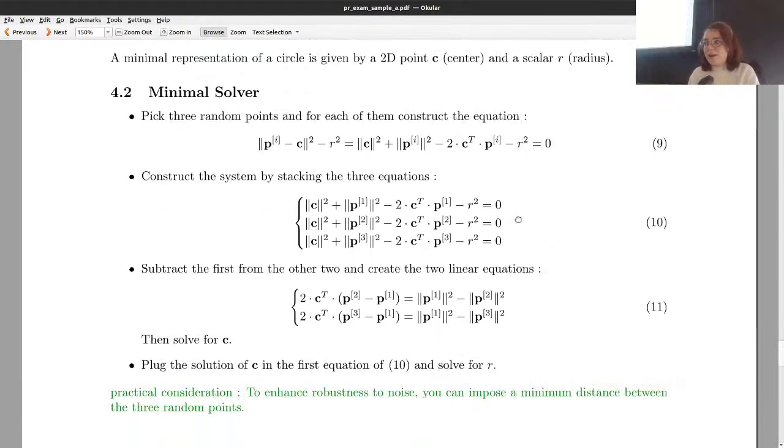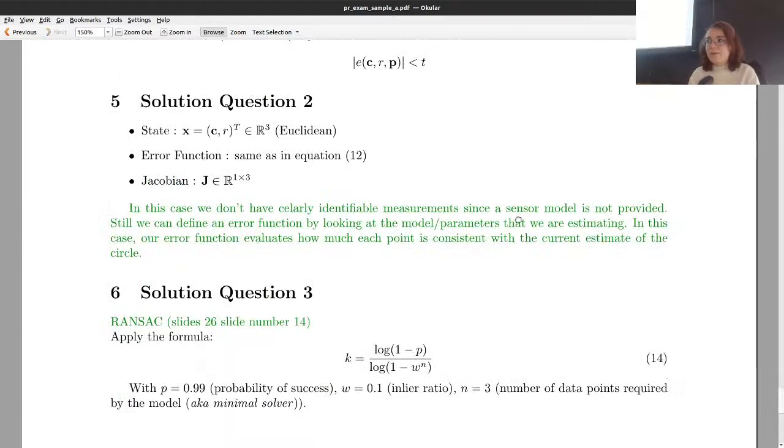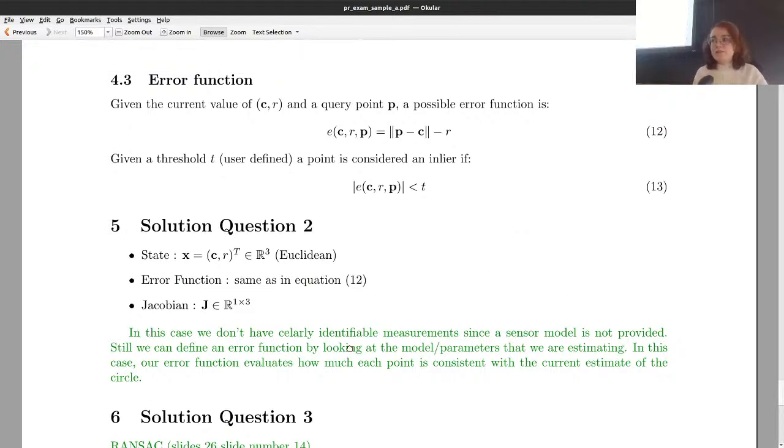Okay, so once we have clarified this, thank you for the clarification, we can go back to least squares. And as an answer to this question, you could say that as an error function for your least squares problem, the one that we introduced in order to determine whether a point is an inlier or not is actually suitable for our purpose, because in least squares we want to find the value of the state, that is the value of the center of the circle and of its radius, that minimize the sum of the error function for all the query points, which in this case are only the inliers.